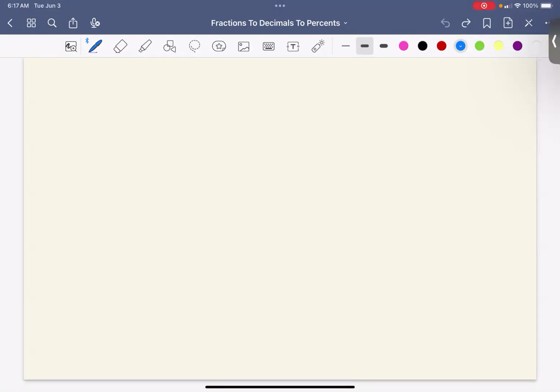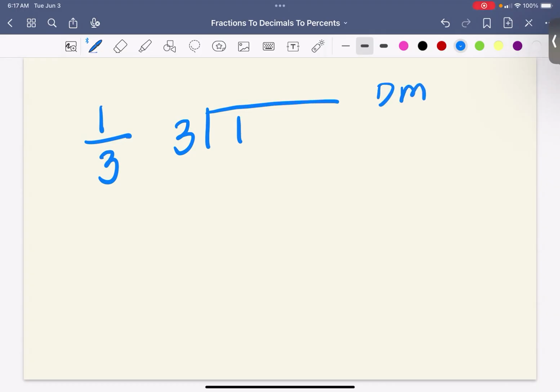Let's look at 1/3. So when I make my divide box, I'm going to put the numerator inside of the divide box and the denominator outside. I'm going to write my DMSB: divide, multiply, subtract, bring down. I'm going to make lines to help me out.